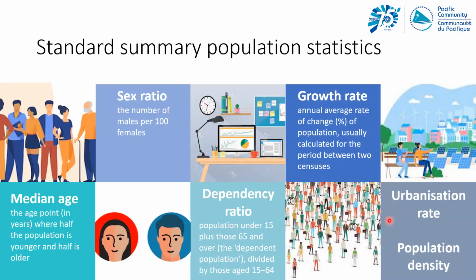And a couple of other rates you'll see are things like urbanisation rate. So we're interested in, is the urban population growing faster than the rural population, or vice versa? And population density is just where we divide the total population by the land area to get an idea of how crowded an area might be. And it's often more useful to do that at subnational level as well.